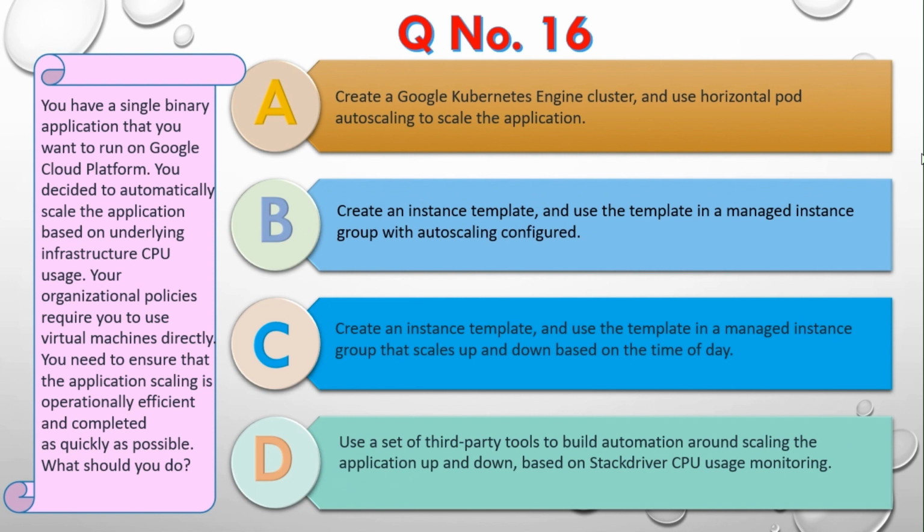Question number 16. You have a single binary application that you want to run on Google Cloud Platform. You decided to automatically scale the application based on underlying infrastructure CPU usage. Your organizational policies require you to use virtual machines directly. You need to ensure that the application scaling is operationally efficient and completed as quickly as possible. What should you do? Option A.